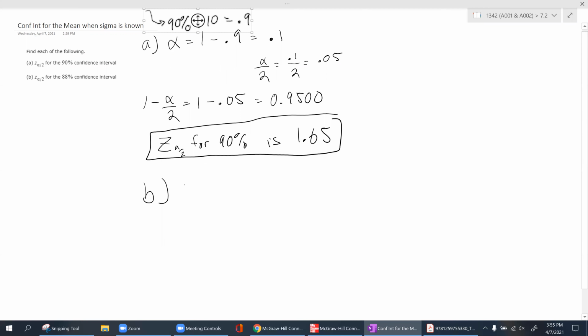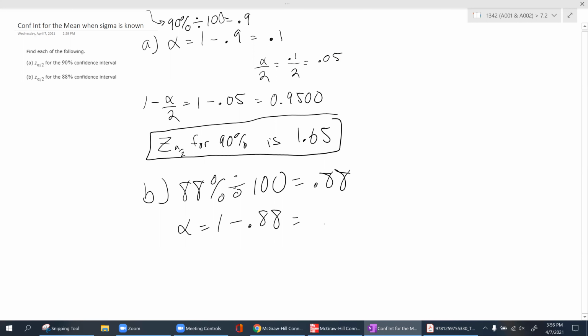The first thing I wanted to do is turn that 88 into, I want to get rid of the percentage, so it should be 100. This here is going to give me 0.88. I know alpha is equal to 1 minus that confidence interval, which is 0.88, and this gives me 0.12. Very nice.